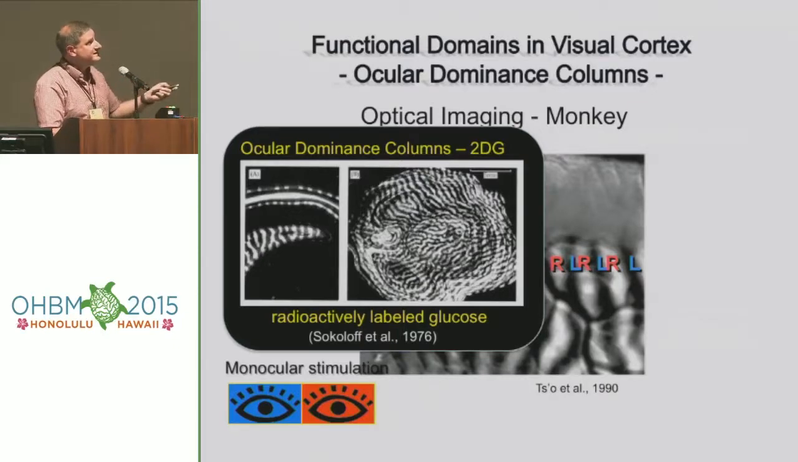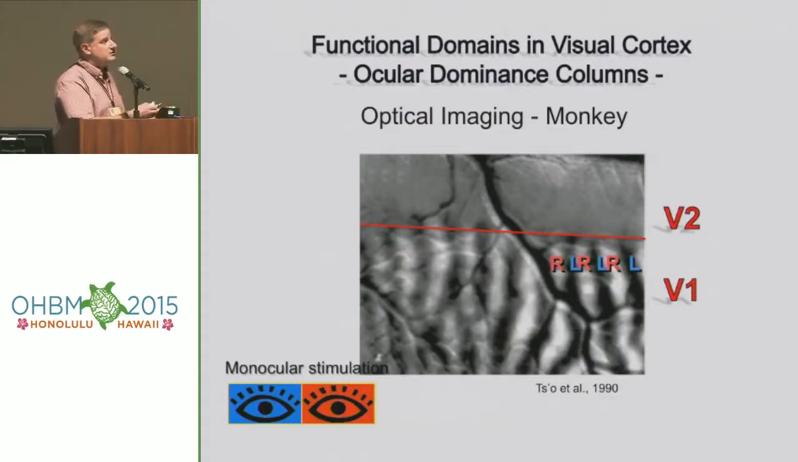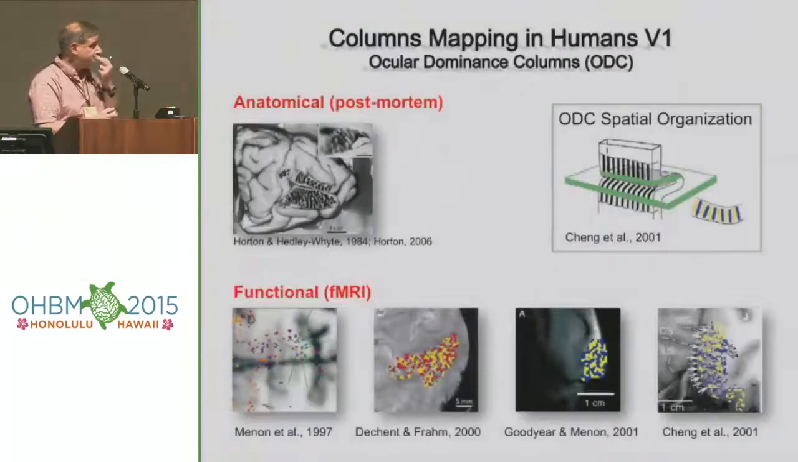But of course, this is a one-shot because you have to sacrifice the animal and do histology afterwards. With hemodynamic-based imaging, you can actually repeat these experiments again and again because you're not changing the brain. Another nice example here is that you can see very nicely the border between V1 and V2, because V2 doesn't have the ODC. So that's another nice example of how we can get anatomical information from the functional properties that we're imaging.